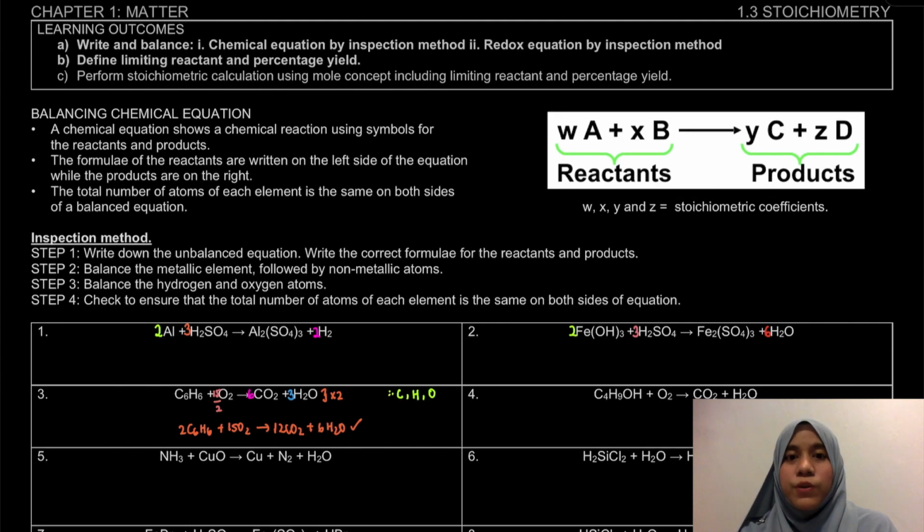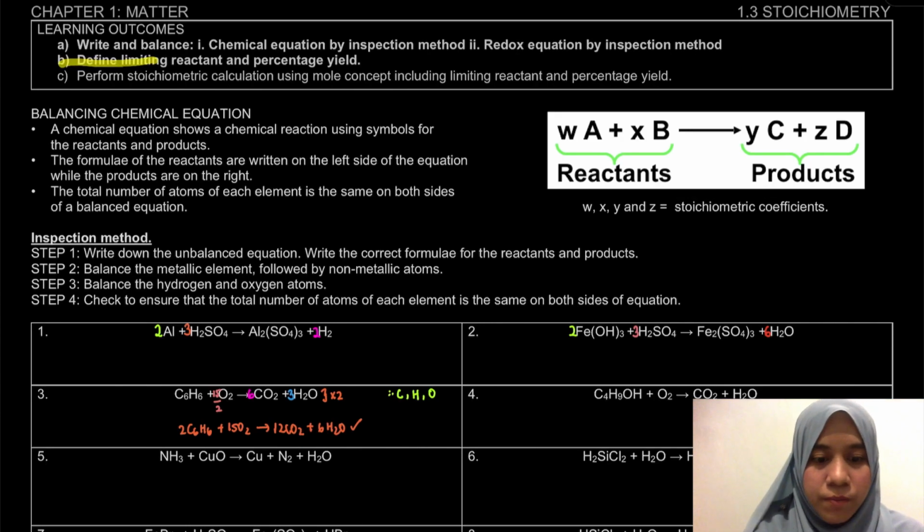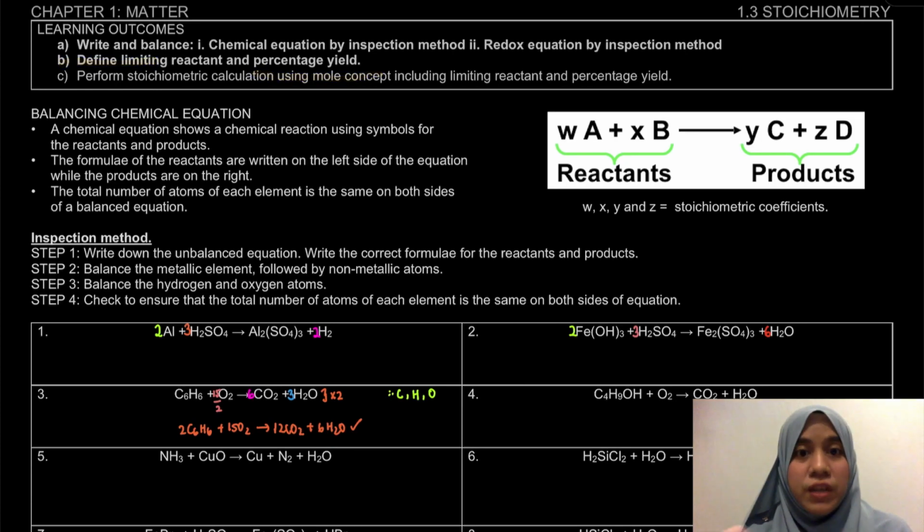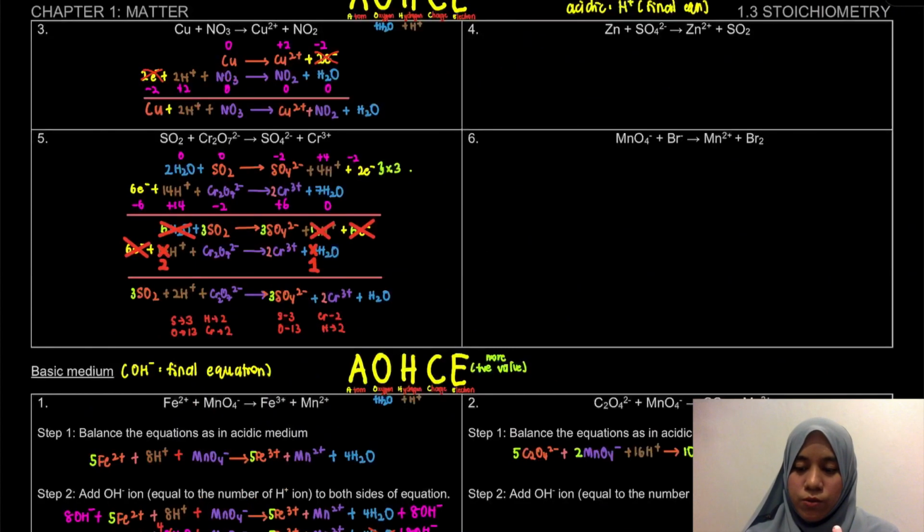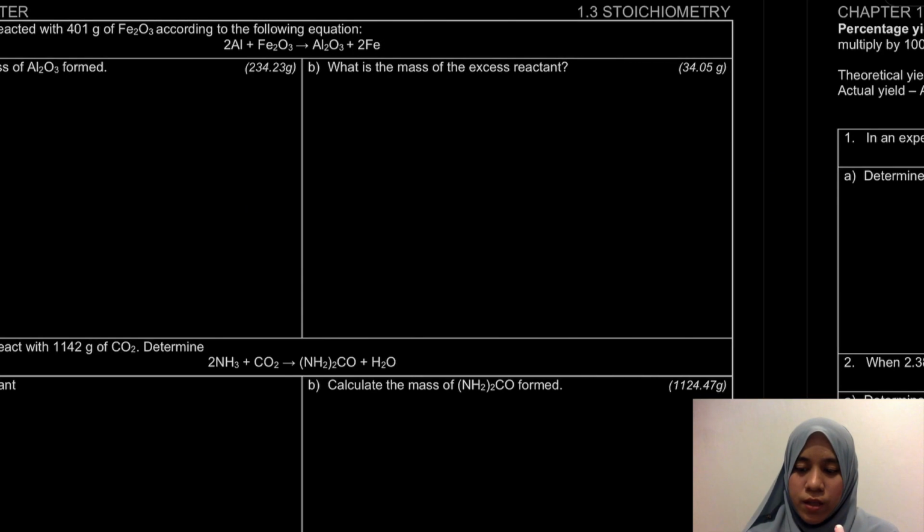So in this video, we're going to define percentage yield. Previously we defined limiting reactant. Next, we're going to perform the stoichiometric calculation. Now we can see that certain questions combine limiting reactant and ask you about the percentage yield as well. So what is actually percentage yield? Let's look at your notes, page 27.